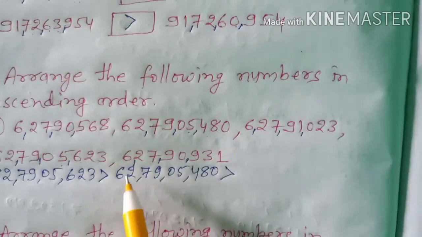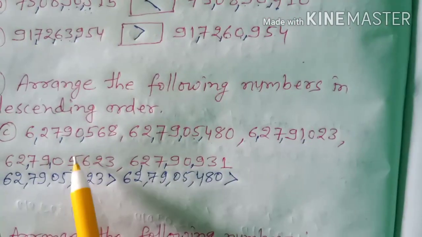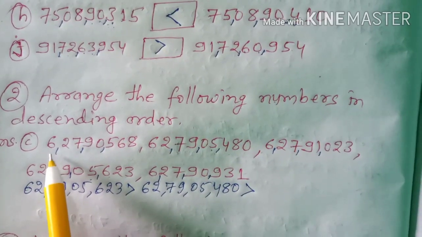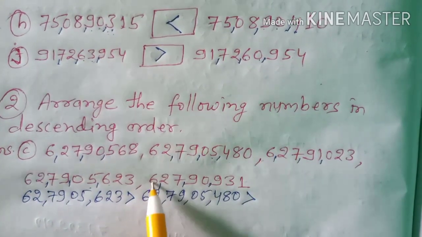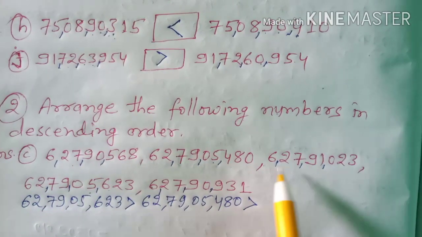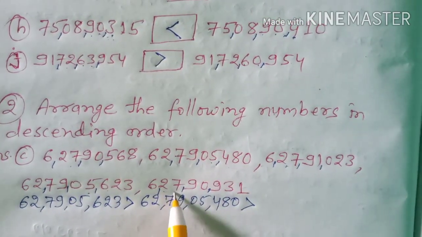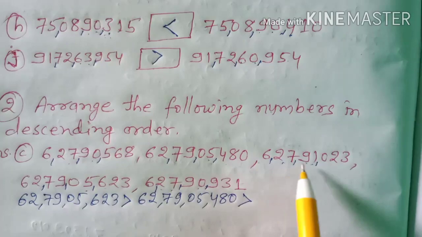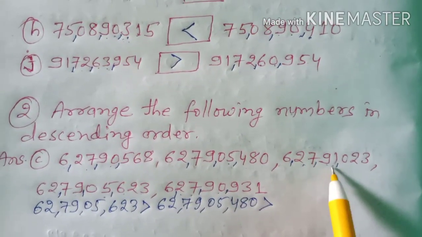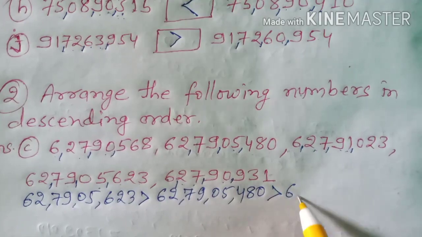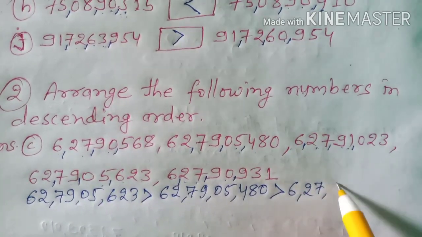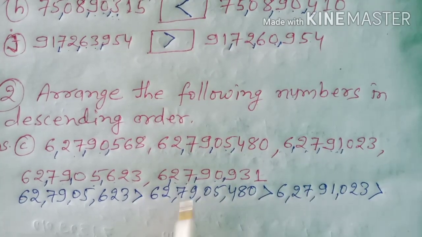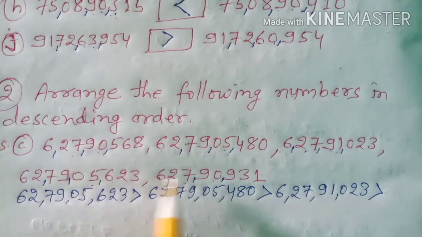Now come to the crore place. In these three numbers, in the crore place 6 is given. Here is 27, here is also 27, and in the lakh place also 27. In the thousand place, 90, here is 91, here is 90. So here 91 is greater. So this number will be set here: 6 crore 27 lakh 91,023. Now we have to compare these two numbers.